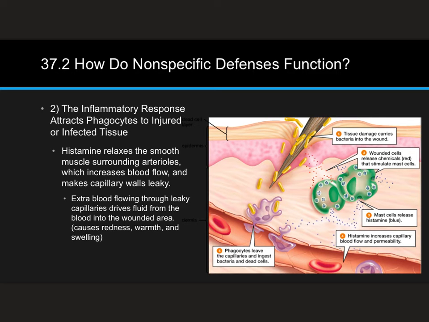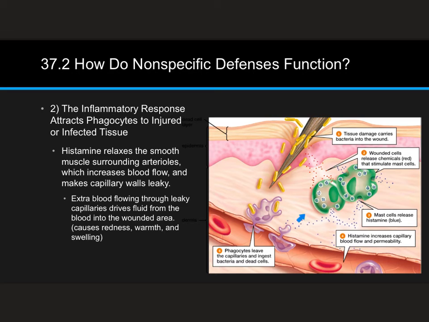Okay, so histamine, what it does is it relaxes the smooth muscle surrounding the arterioles, which increases blood flow. So this is like the smooth muscle in here. Histamine is going to relax it, which is going to allow more blood flow in, and it makes the capillary walls leaky, so stuff can leave the capillary here. Phagocytes can get into the infected area. All right, that's what it does.